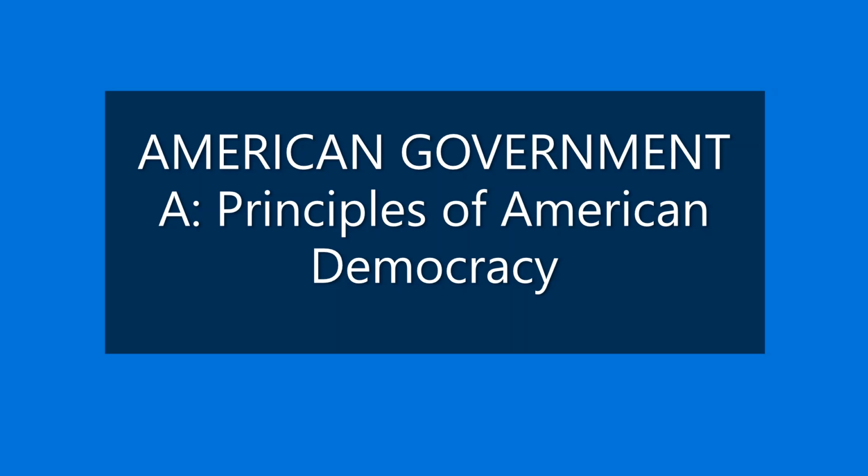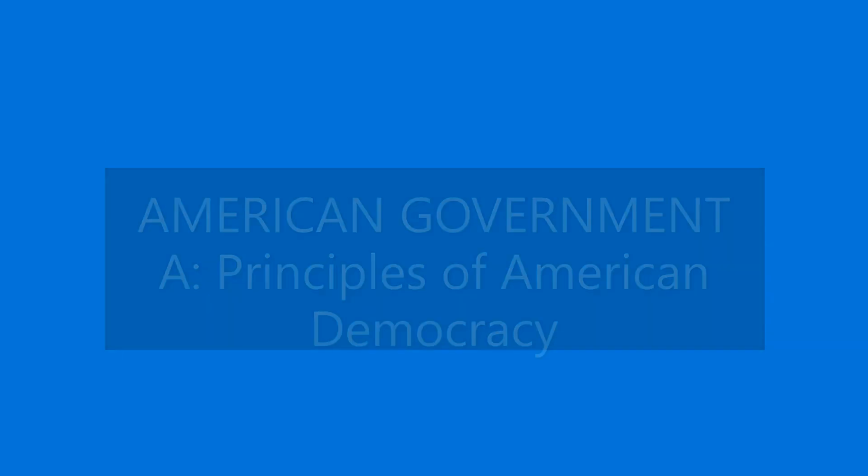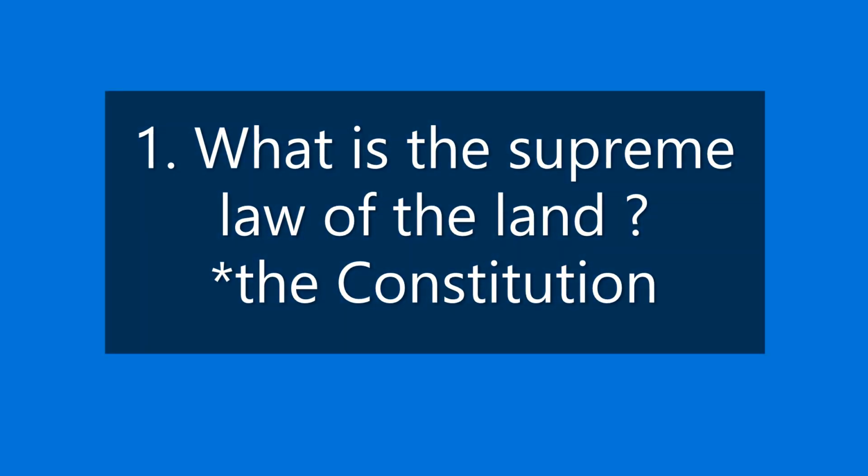The first part, American Government, Section A, Principles of American Democracy. Question number 1. What is the supreme law of the land? The answer: the supreme law of the land is the Constitution.